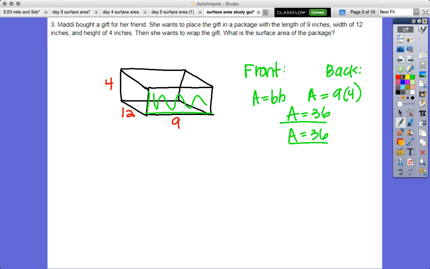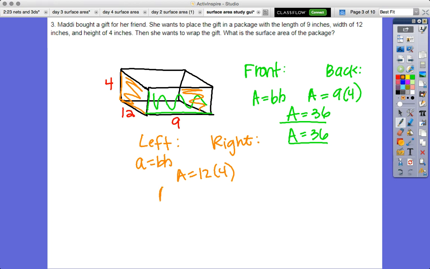Now we can find the area of these side pieces, so the left and right sides. So I know that area equals base times height. The base is 12, the height is 4. So area equals 12 times 4, and that gives me 48. If the left side is 48, so is the right side. So I have 2 of those dimensions.